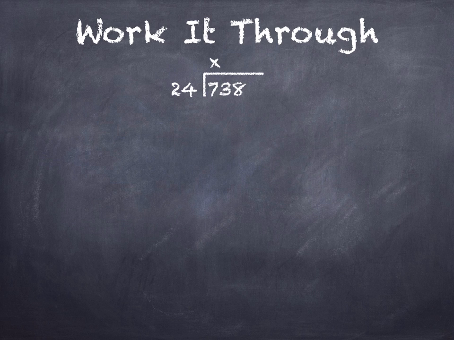So then, well, I've got 7 hundreds, but if I change those out for tens, I now have 70 tens plus the 3 tens that I already had. So I have 73 tens, which I can change out, right? Which I can split into 24 groups.